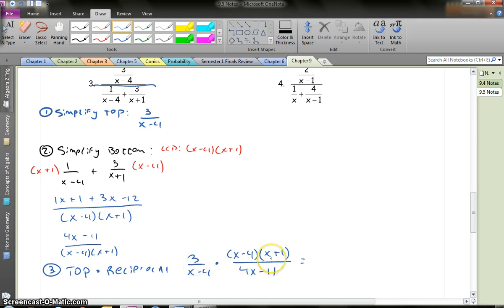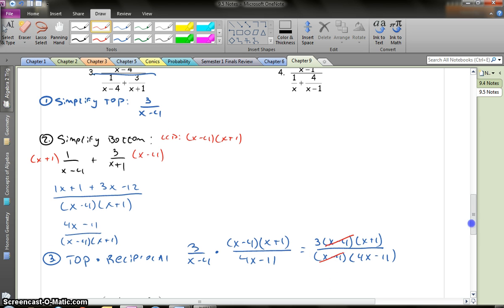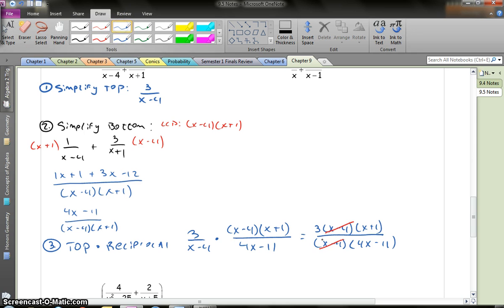Now multiply straight across. 3 times x minus 4 times x plus 1, all over x minus 4 times 4x minus 11. Now I keep it in factored form because watch what happens. We have an x minus 4 on the top and the bottom. So I'm left with 3 times x plus 1 all over 4x minus 11. And that's that.